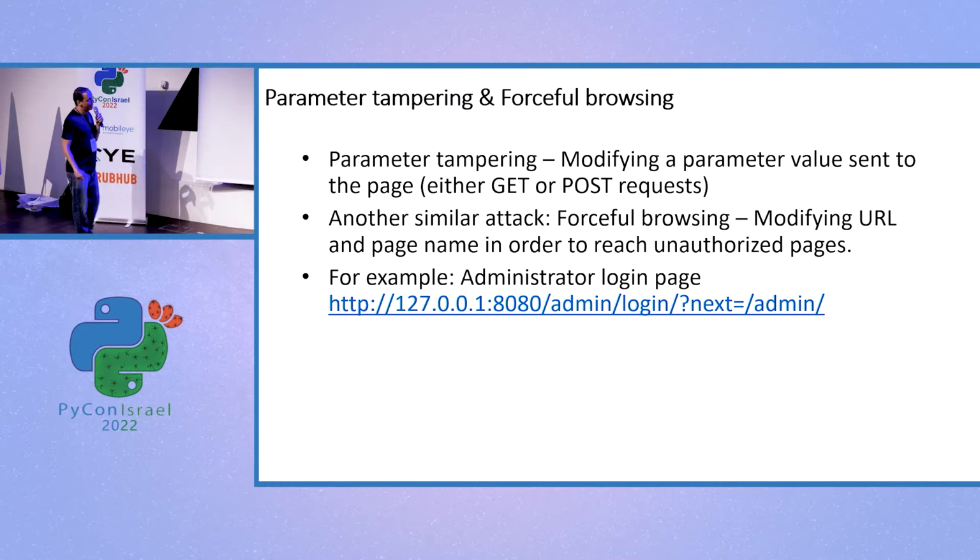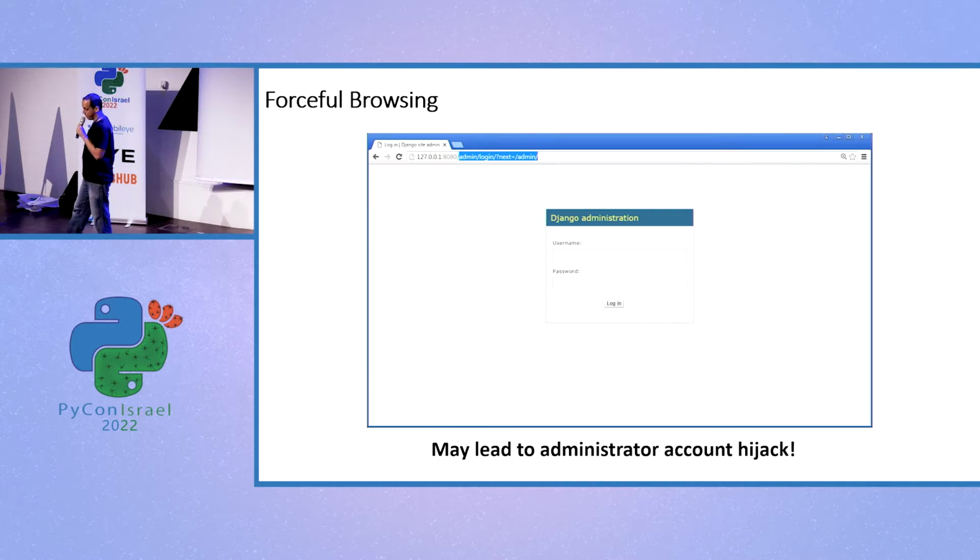Another very similar looking attack is called forceful browsing. In this attack, instead of modifying the parameter value itself, you modify the URL. And so instead of going to the regular interface, I can, for example, guess that there is a directory called /admin/login, and suddenly I access a Django administrative interface. And this may lead to full hijack of an admin account. It's far more severe than hacking into the regular interface.